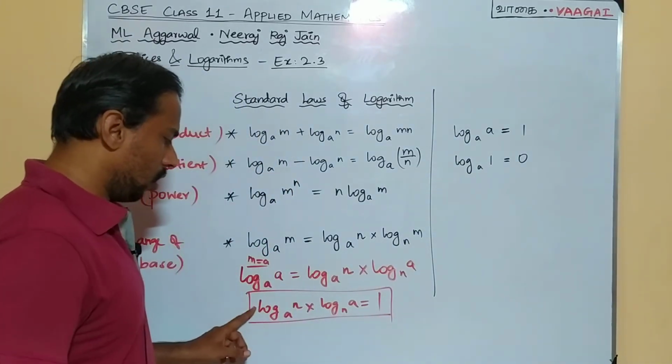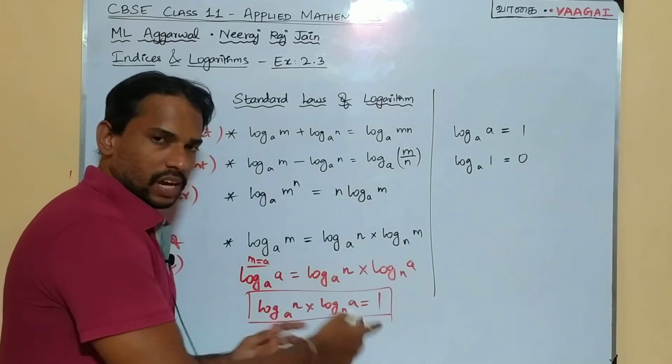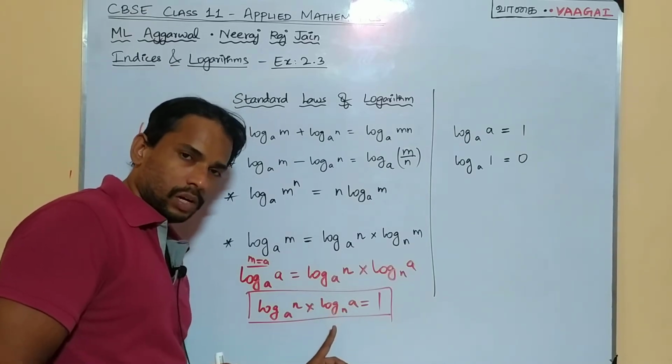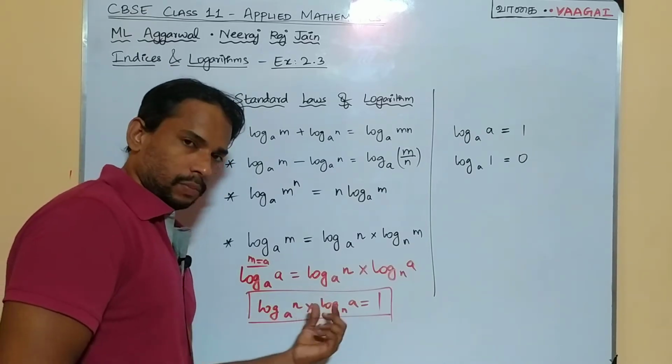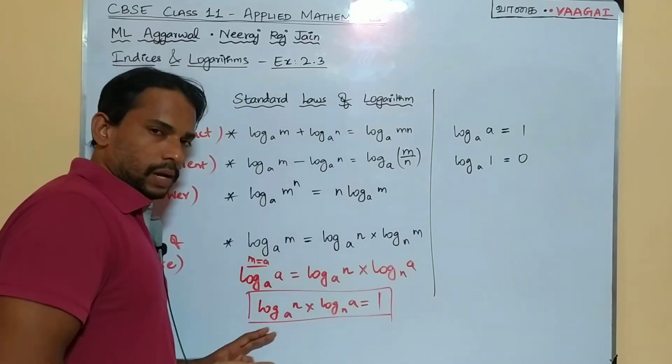That is, log of a value with some other base multiplied with, when we invert it, log of the base value, where the base value comes to the value and the actual value comes to the base. When we do this kind of replacement, the product will be equal to 1. So this way also we'll be able to derive it.